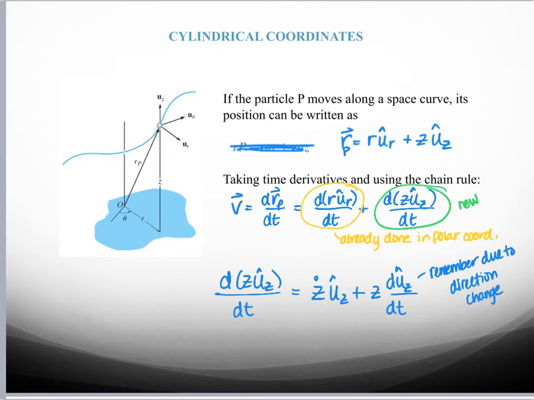Now, I want to remind you that when we were looking at the derivative of these unit vectors, the whole reason that we had to find them was because their direction changed as the particle was moving. They don't change their length because they're unit vectors. They have a unit length of 1. But it turns out that when you're in cylindrical coordinates, your z unit vector doesn't change direction. So this is actually equal to 0. And so, in a sense, all that we get when we take the derivative is this term.